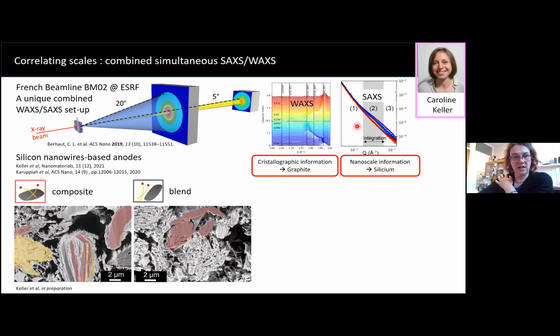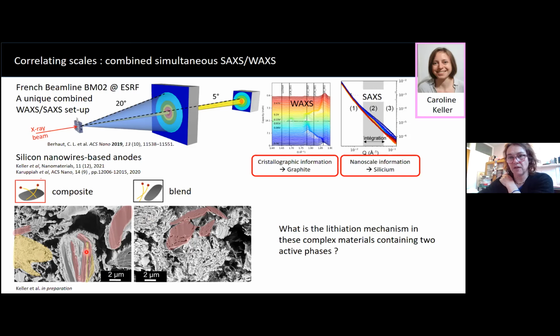So we applied this technique to new, promising materials developed by our colleagues at CEA, where they investigate silicon nanowires-based anodes. So they prepare two types of materials. Either they blend the nanowires, the silicon phase in white, with graphite, as you can see colored on the image, or they directly grow the silicon onto the carbon. And you see on this image that you have a silicon phase that is located also inside the graphite chunks. And so basically the question that we were asked is, can we understand the lithiation mechanism in these complex materials that are composed of two active phases?